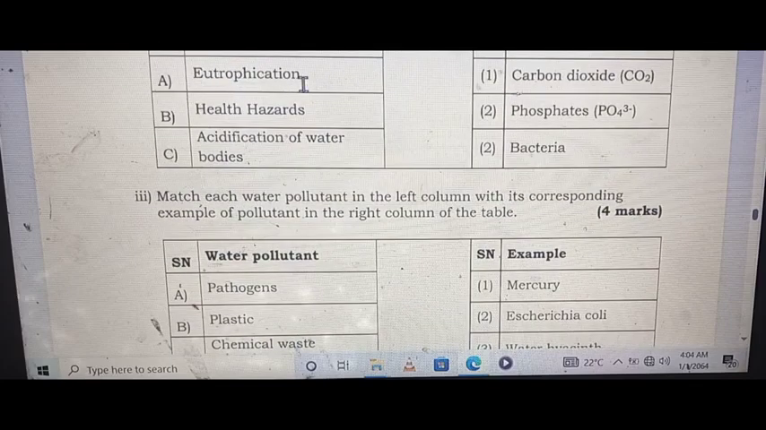Match to 2, phosphate. B. Health hazard. Match to 3, bacteria. C. Acidification of water bodies. Match to 1, carbon dioxide.